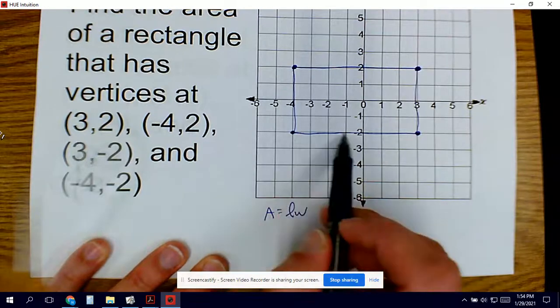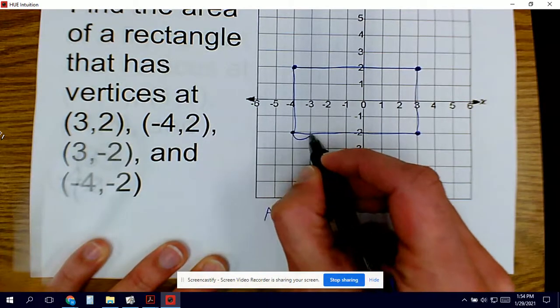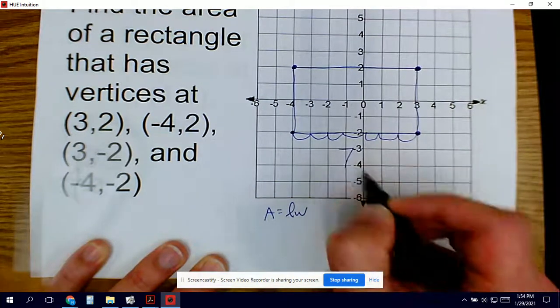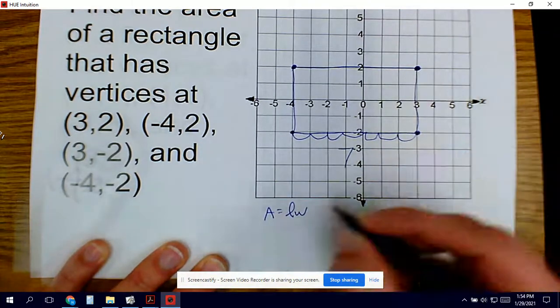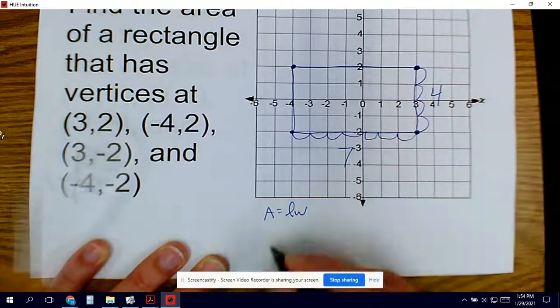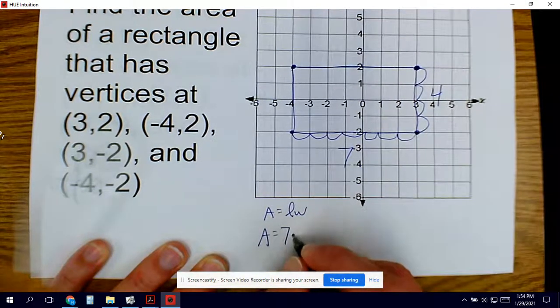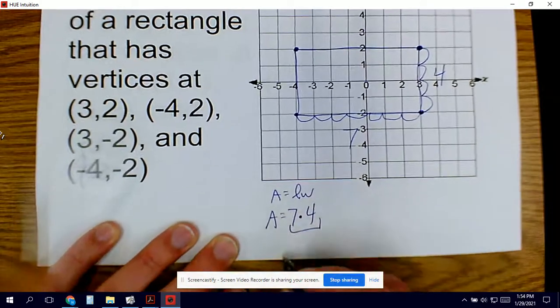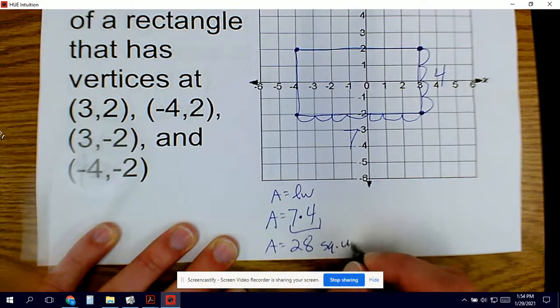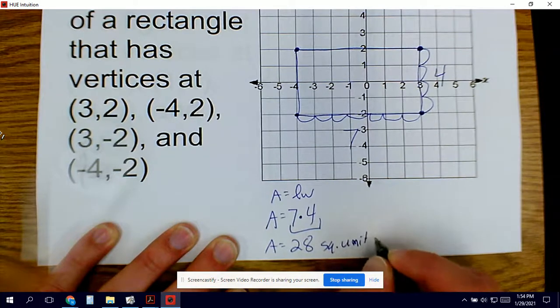Let's say the length is this distance across the bottom. It is 1, 2, 3, 4, 5, 6, 7 units. And then the width, 1, 2, 3, 4. So the rectangle is 7 by 4, a length of 7 times a width of 4. 7 times 4 gives us an area of 28 square units.